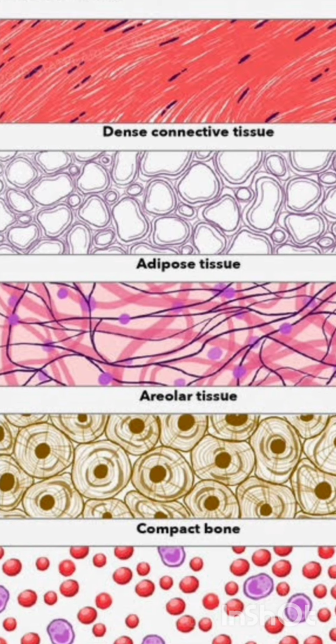Connective tissue is classified as follows. Connective tissue proper, that is areolar and adipose tissue. Supportive connective tissue, that is cartilage and bone. Dense connective tissues, tendons and ligaments. Fluid connective tissue, blood and lymph. Let's see the types one by one. First, let's see the connective tissue proper.